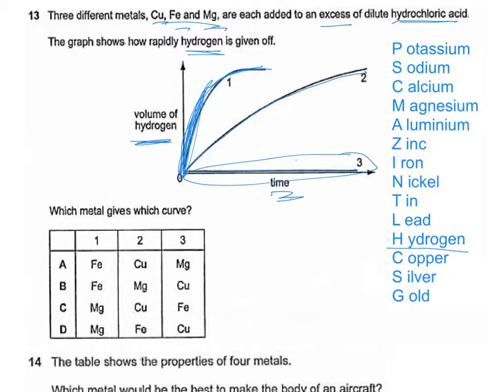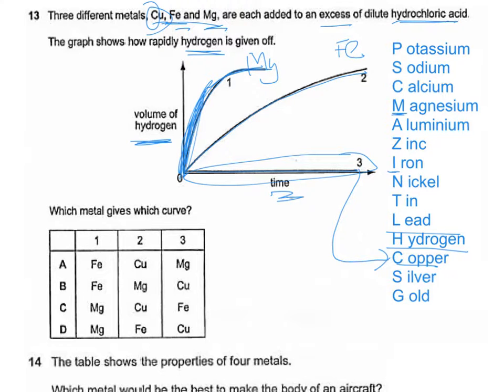You will note that anything above hydrogen can react with the acid. So in this case, most likely, copper was the one that did not react with the acid. So that would be 3. You're going to compare iron and magnesium. Magnesium is higher up in the reactivity series than iron. So magnesium would be more reactive, and therefore 1. Iron would be less vigorous, so that would be 2.